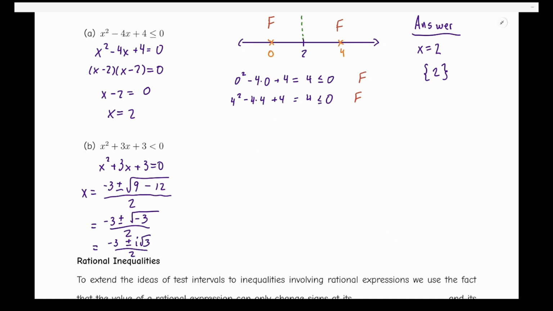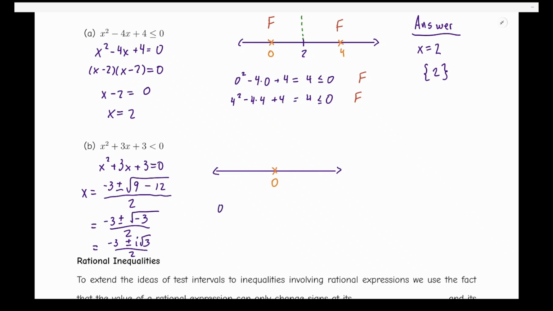So remember, our critical points are only the real zeros. Since this only has imaginary zeros, there are no critical points. So I do not split my number line at all. That's our number line. There are no critical points. But we still need a test point. So you can pick any number you want. I'm just going to choose 0.